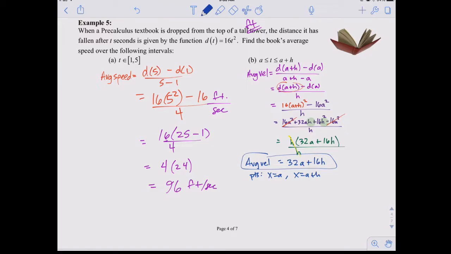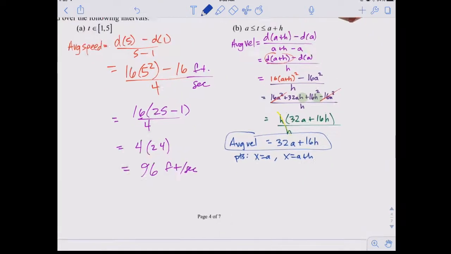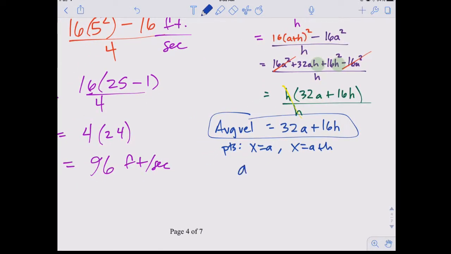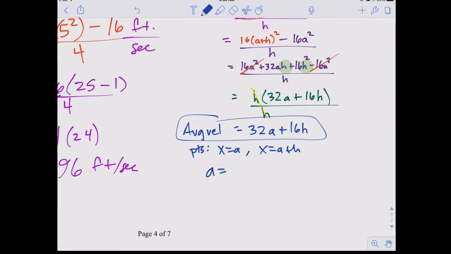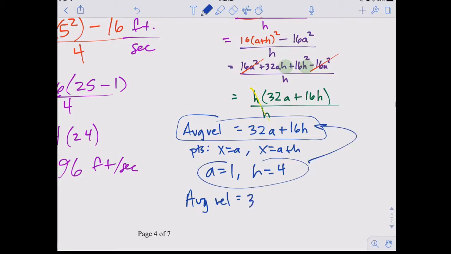By leaving it as a and a plus h, we have now come up with a formula that allows us to figure out the average velocity between a point A and another point that's h seconds away. So let's verify this one over here. Using our formula now from part A, our value of A was 1. We started at 1, and 5 seconds was 4 seconds later, right? So in example A was 1 and h was 4, because we went from 1 to 1 plus 4. Let's see what the average velocity is now by our formula. If I just plug in these values into our formula, I get 32 times 1 plus 16 times 4, and that gives us 32 plus what?